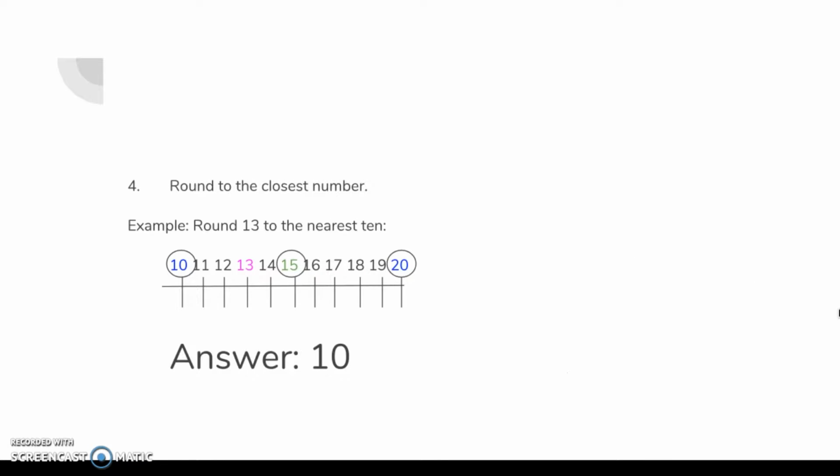Step 4: Round to the closest number. We found we're closest to 10, and so that's our answer. That's it, you're basically done.